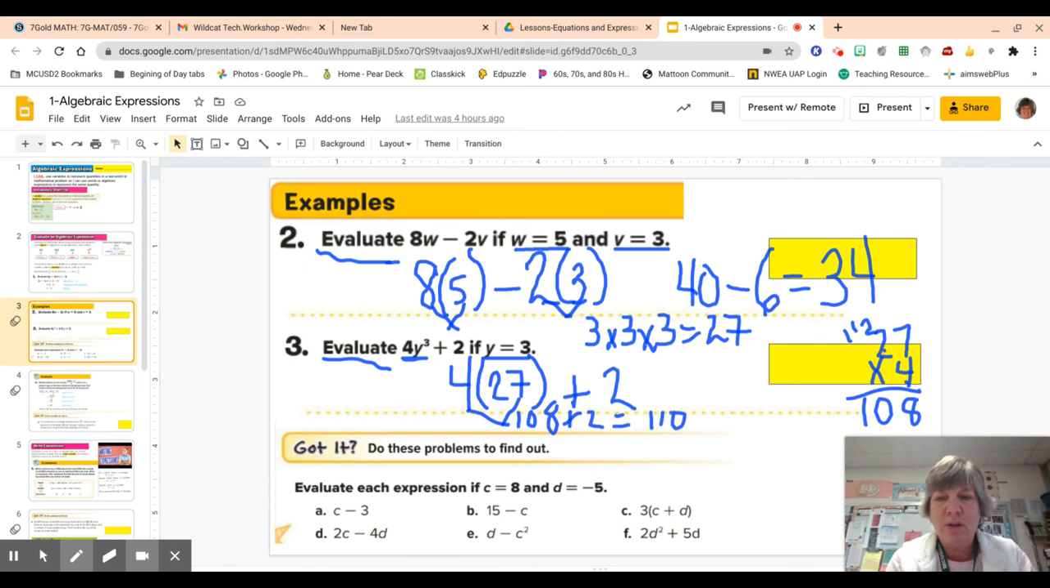Folks, you must make sure that you show your work on these. This is very hard to complete these in your head and get the correct answer. All right, so we are going to look down at a couple problems. And we will pause to work on those.